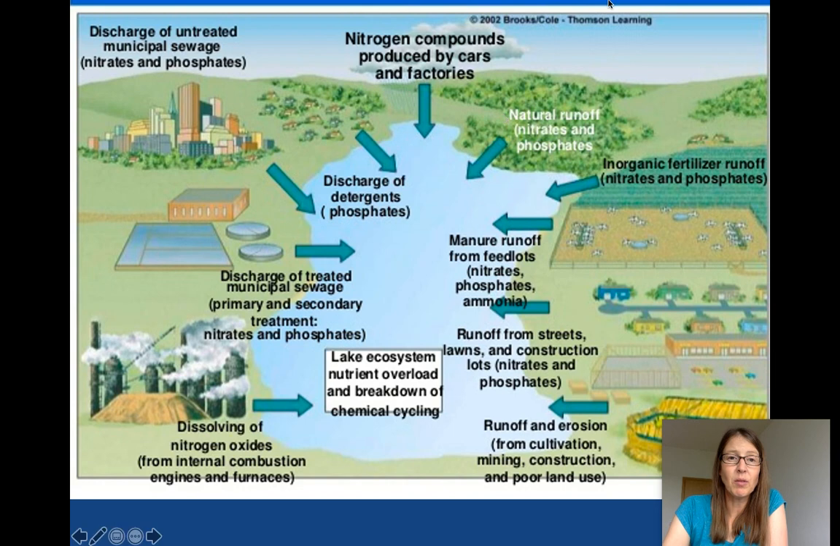Here's some other examples of what causes it. Discharge of untreated sewage, nitrogen compounds by cars and factories, natural runoff, inorganic fertilizer, runoff from feedlots and other things, right? Ammonia. So here's all these different ways that it can get into a lake or a stream or river, okay? That nutrient overload, now the oxygen tends to leave because you need all those decomposers to break it down.